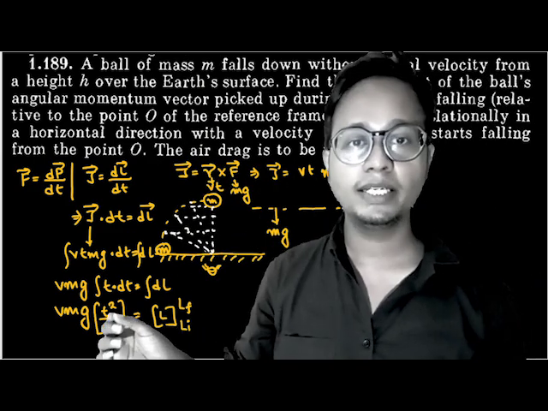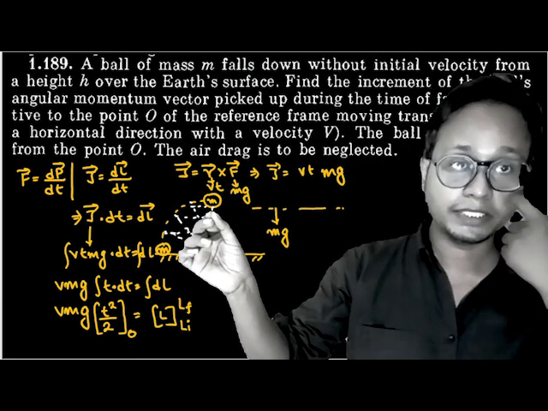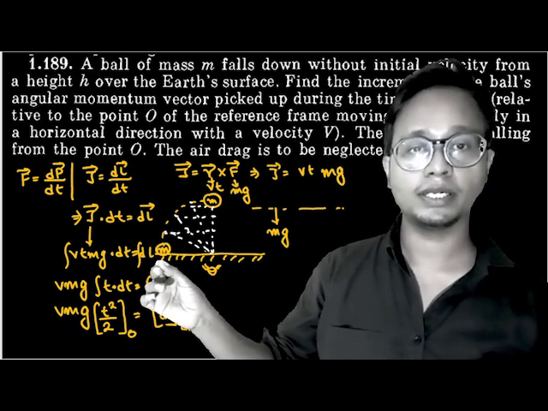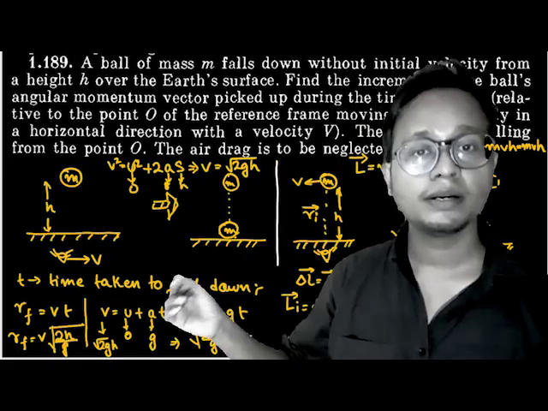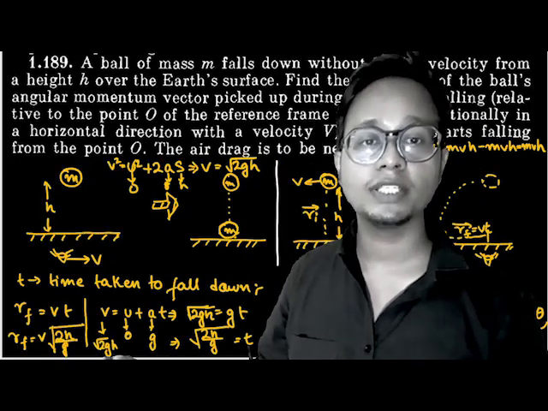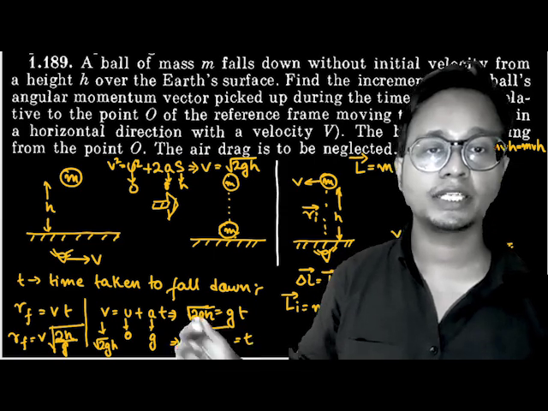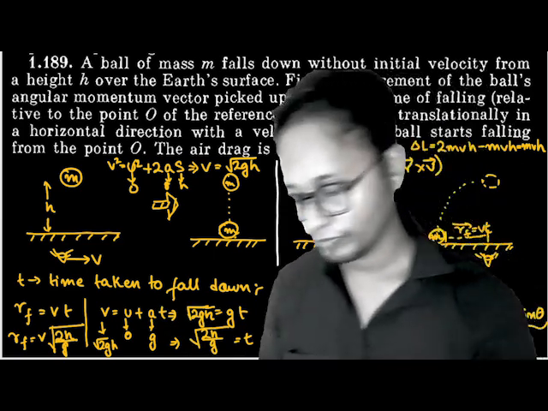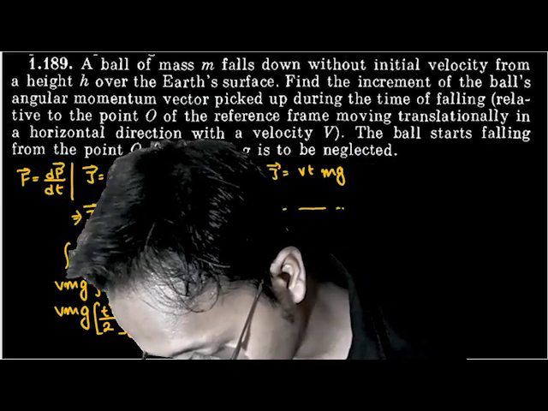See properly out here, t square by 2. What is the initial value of time? 0, because the ball started from out here, so the initial time was equal to 0. What is the final time when the ball reached out here? See this section: under root of 2h by g. So the final time is nothing but under root of 2h by g.